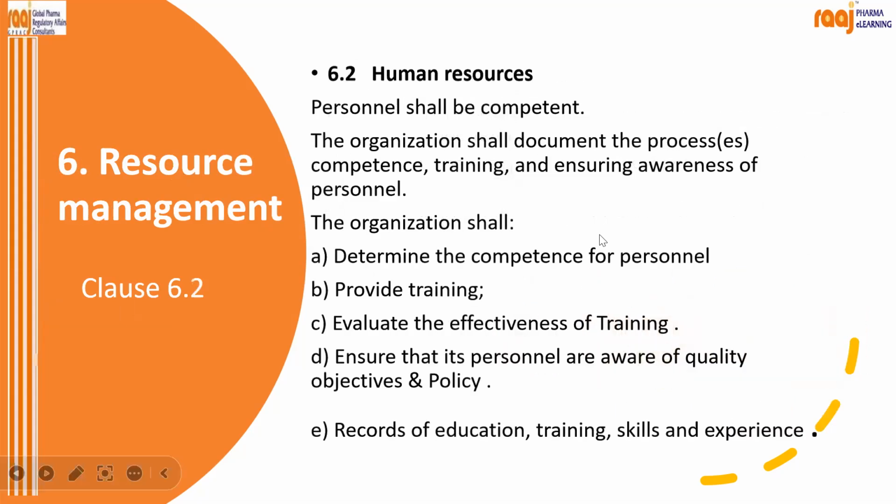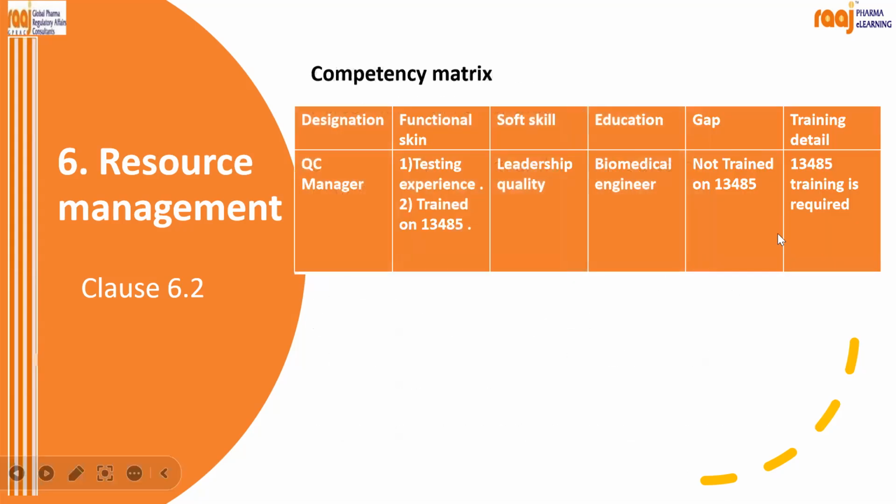So first is human resources. Whatever humans are working in your company, see to it that they are all competent, right? The competency matters. Then training records, and medical, everything has to be evaluated, whether they are aware of the quality policy and quality objective. Then their education record, training record, skill competency, experience, everything will be part of this clause under human resources.